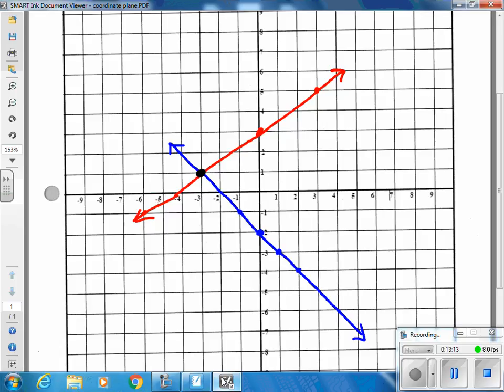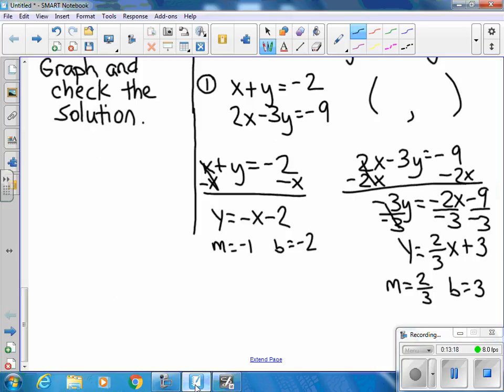And you have to write it as an ordered pair. So for us, that's negative 3, positive 1. So when we go back to where we had our parentheses, we would put negative 3, 1. And we can check this.